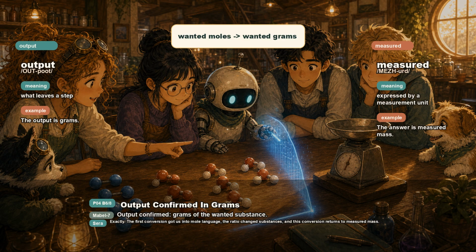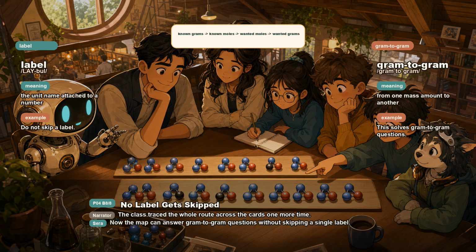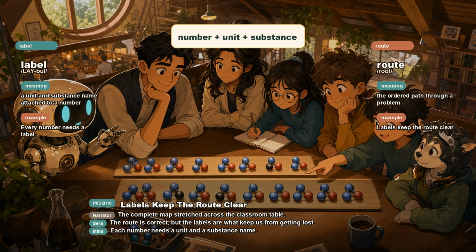Exactly, the first conversion got us into mole language, the ratio changed substances, and this conversion returns to measured mass. That means the full path is finally complete. Known grams to known moles to wanted moles to wanted grams. The class traced the whole route across the cards one more time. Now the map can answer gram-to-gram questions without skipping a single label. The complete map stretched across the classroom table.